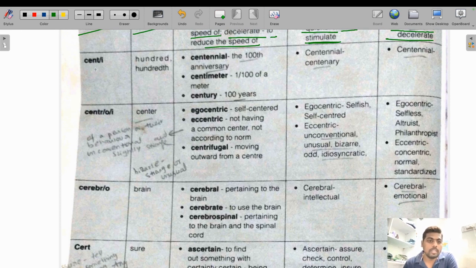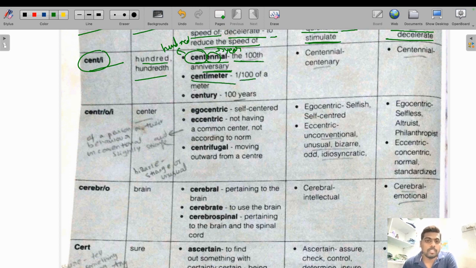it is CENTI or CENT. CENT or CENTI means 100 or 100th. So centennial means 100th anniversary. For example, CENT means something related to 100. And as I mentioned earlier, ENN means something related to years. So if you combine both of these, centennial means 100th anniversary.